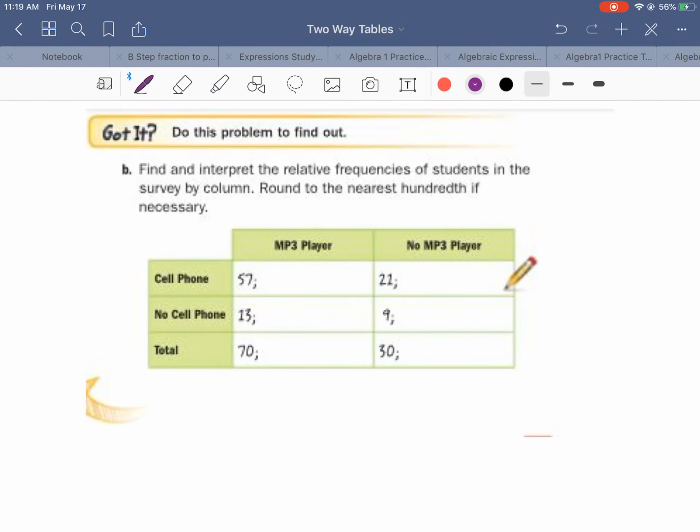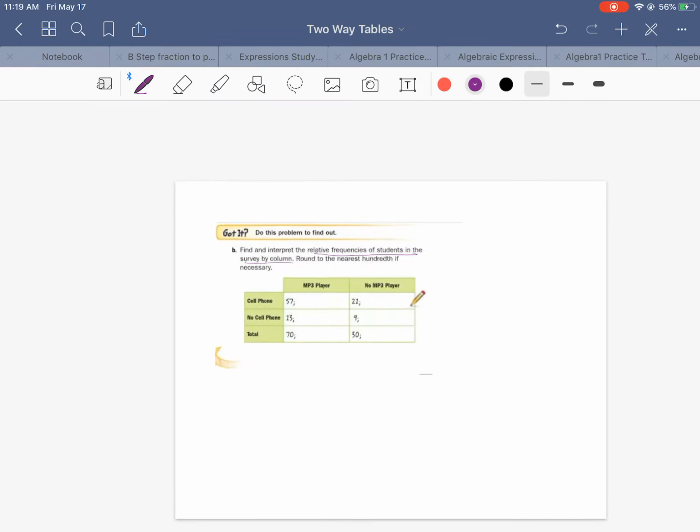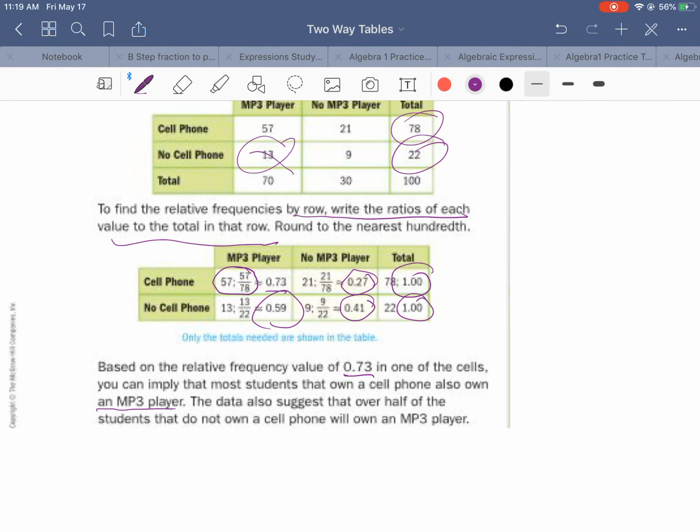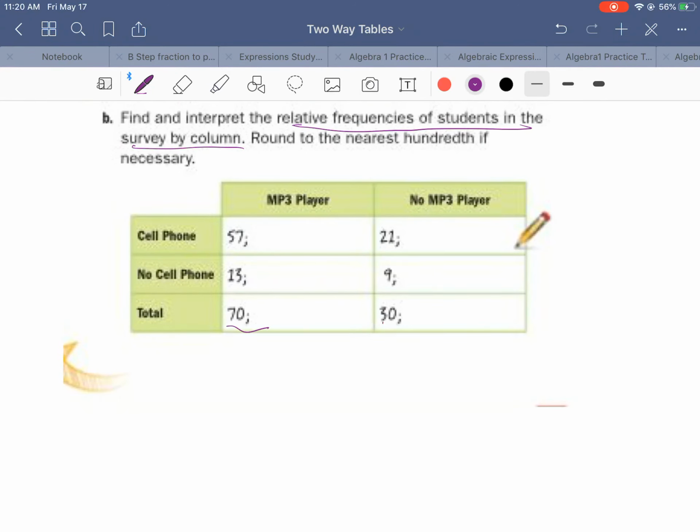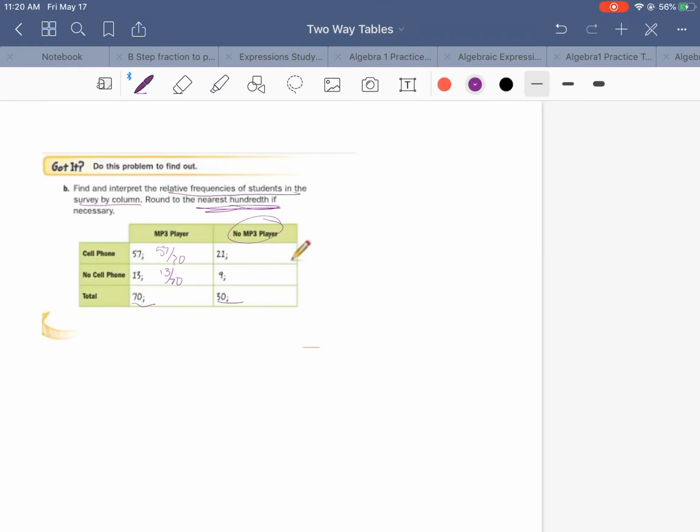So find and interpret the relative frequencies of the students in the survey by column, rounded to the nearest hundredth if necessary. Okay, so we have 57 students, and you want to go with the total students by column. So the total by column was 70 with MP3s and 30 with no MP3s. So you want to bring that total, oh, they have it over here for you, sorry. So you want 57 out of 70, 13 out of 70. You calculate your percentages, okay? And do the same for the no MP3. Round to the nearest hundredth if necessary, okay?